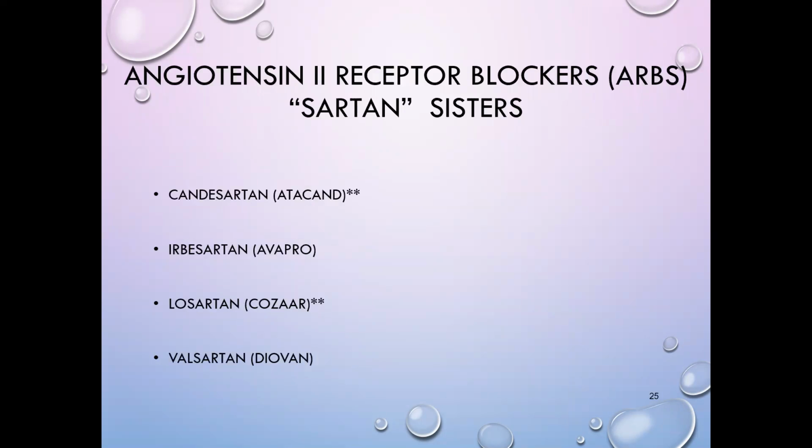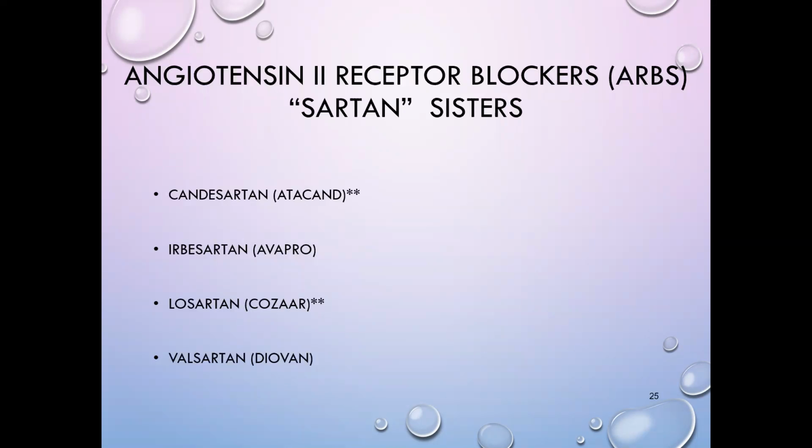Angiotensin II receptor blockers, or ARBs. They're also known as sartan sisters. So they all have sartan in them, and they work at angiotensin II. There's two sisters is how I kind of think of it. So sartan sisters, they work at angiotensin II. So they kind of go together, and that helps me remember. Oh yeah, they work at angiotensin II because they're sartan sisters. There's two of them, or at least 1 and 2.